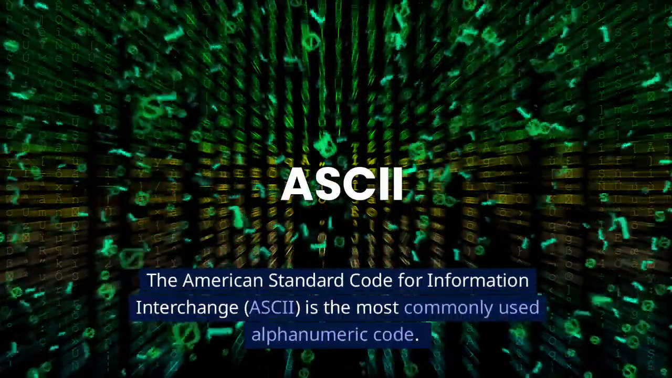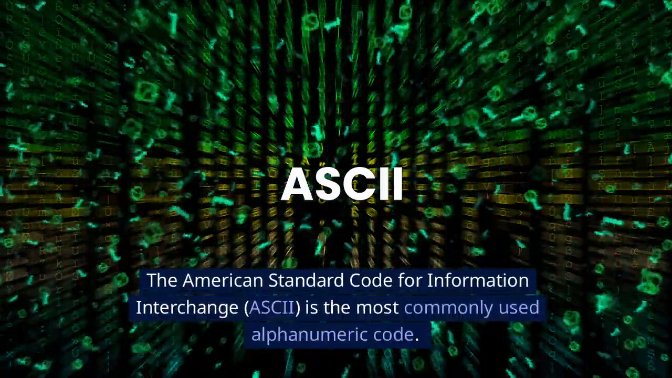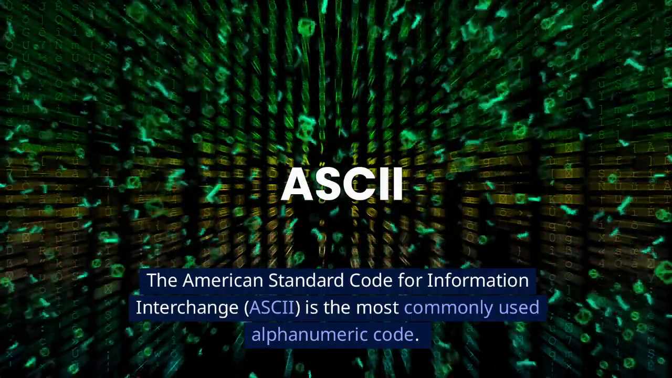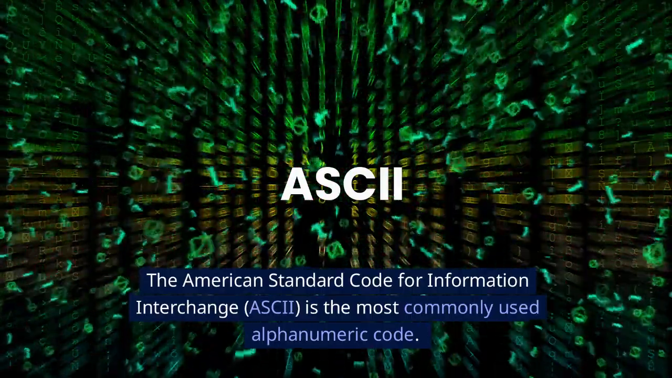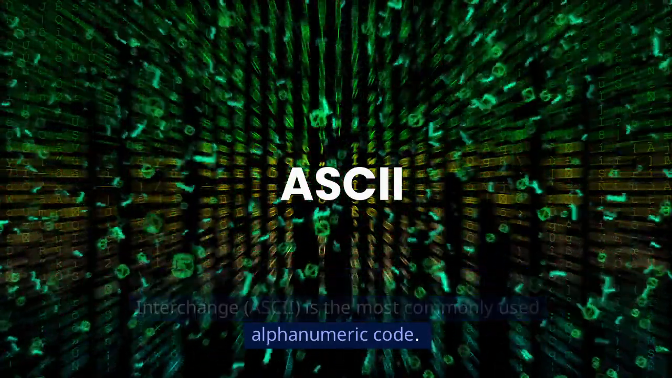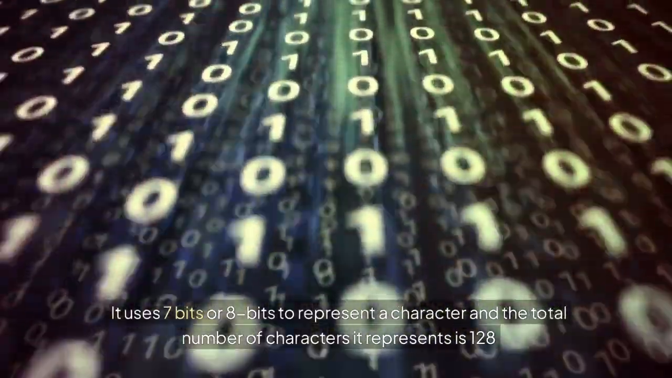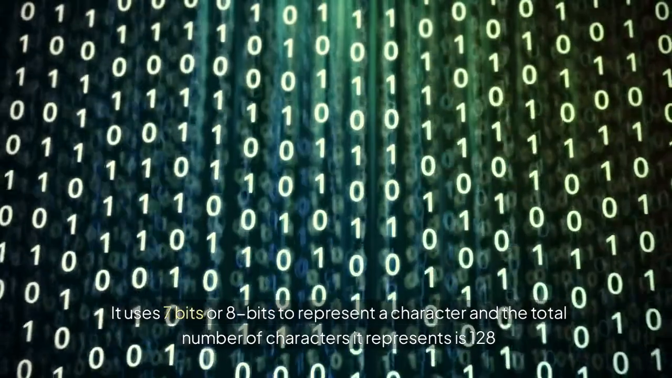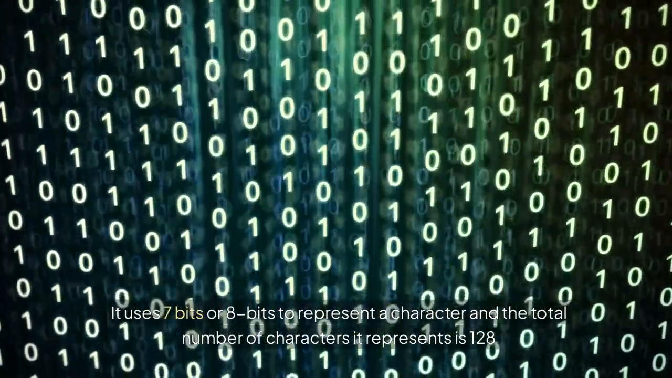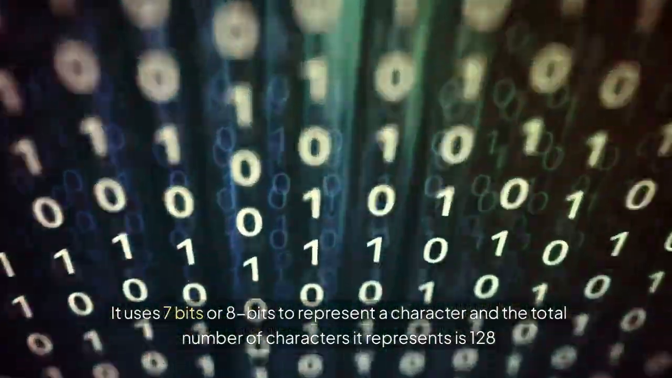The American Standard Code for Information Interchange, also known as ASCII, is the most commonly used alphanumeric code. It uses 7 bits or 8 bits to represent a character, and the total number of characters it represents is 128.